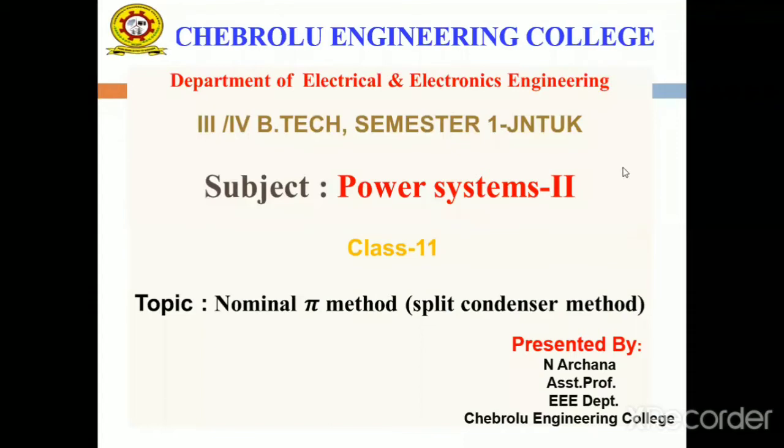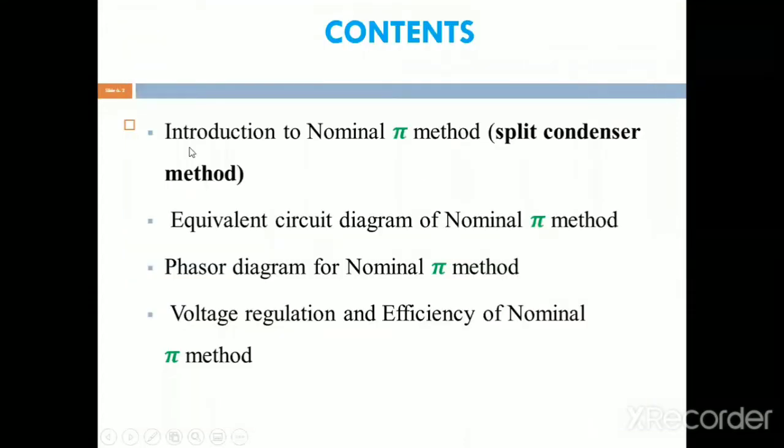Next, coming to the contents of today's class. First is the introduction to the nominal pi method or split condenser method, where we discuss what is meant by the nominal pi method. Next, the equivalent circuit diagram of a nominal pi method. Next, the phasor diagram, voltage regulation and efficiency of a pi method. All of that will be covered in the present class.